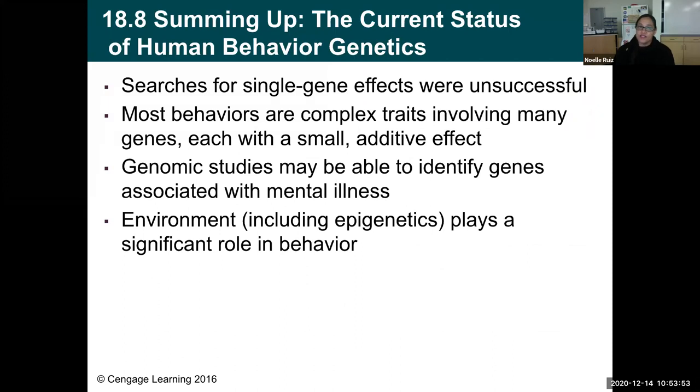Summing up the current status of human behavior genetics, searching for single gene effects was unsuccessful. Not very many disorders are controlled by just a single gene. Most behaviors are complex traits involving many genes, each with a small additive effect. Means they build up with each gene you have or with each gene that gets turned on. Genomic studies may be able to identify genes associated with mental illness. They've identified a lot of them so far. And the environment, including epigenetics, plays a significant role in behavior.